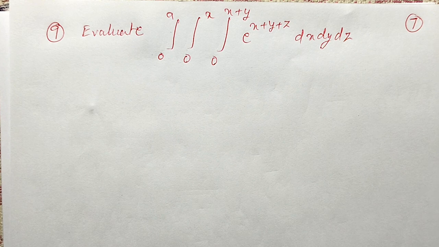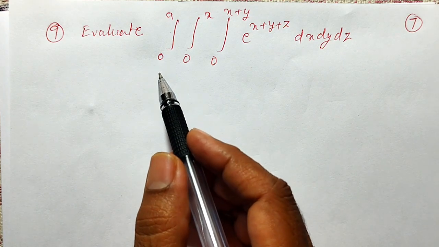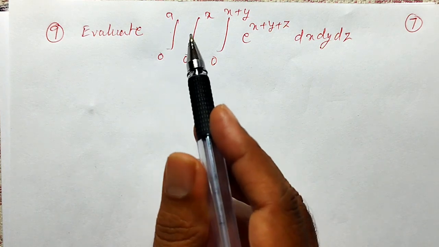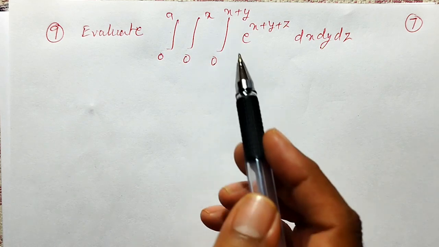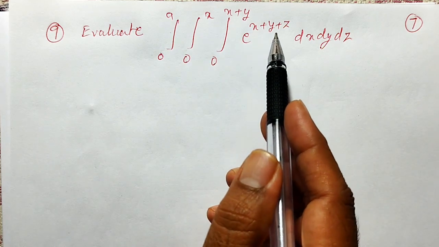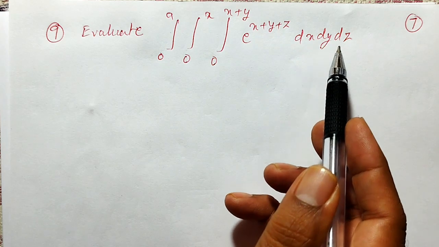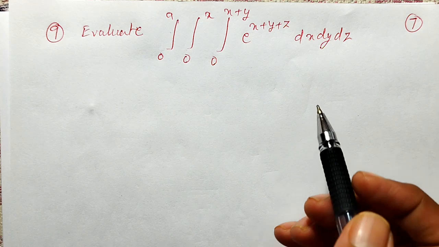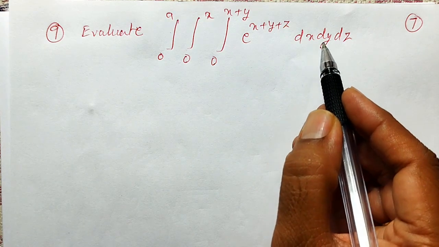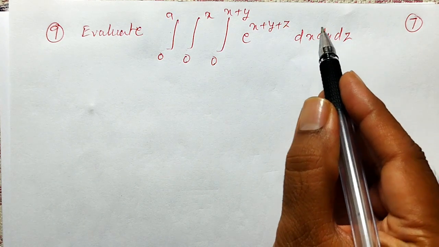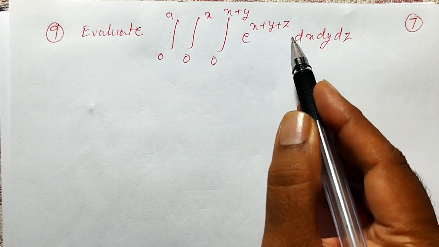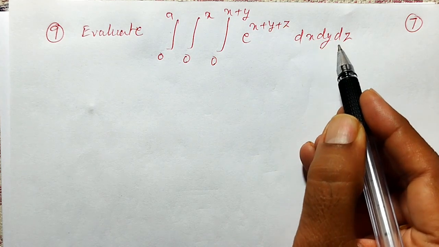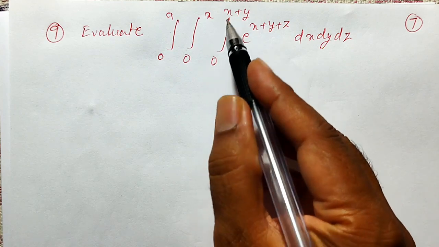Welcome friends. In this video I am going to evaluate the triple integration from 0 to a, 0 to x, and 0 to x plus y, of e to the power x plus y plus z dx dy dz. By seeing this, what you can observe here is, first you can integrate with respect to x, y and then with respect to z, but you don't have to see the order of the integration for this dx dy dz. We have to check the limits.